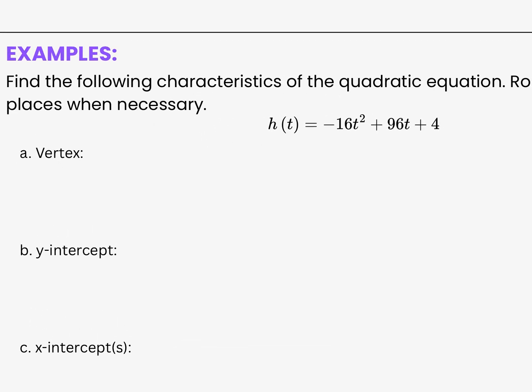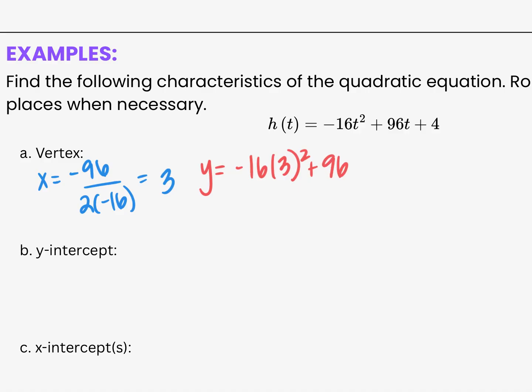Okay, so again, to find the x value, I'm going to take the opposite of b, which would be negative 96, over 2a, which would be negative 16. And that gives me 3. Then to find my y value, I'm going to take and plug that in. So negative 16 times 3 squared plus 96 times 3 plus 4. And so y equals 148. So that means my vertex is 3, 148.